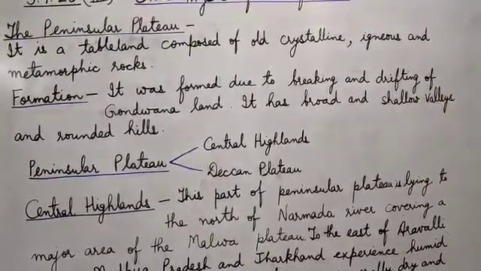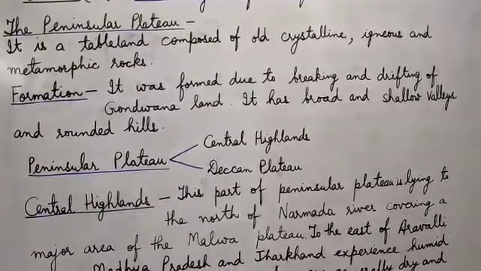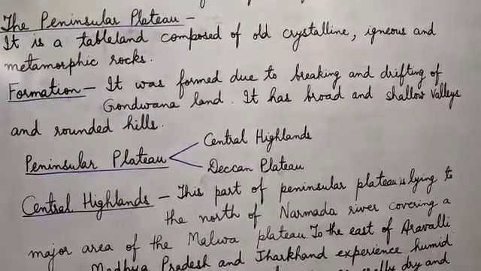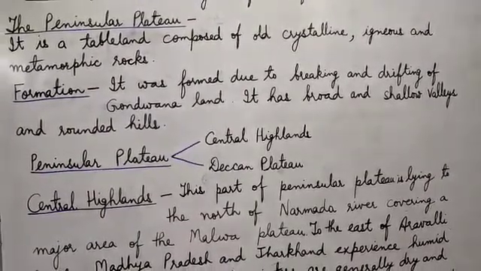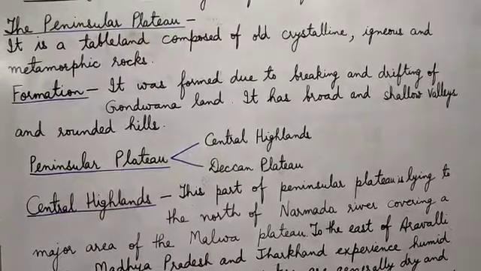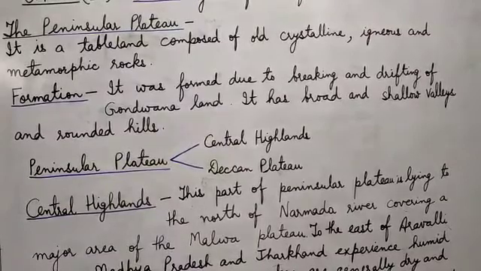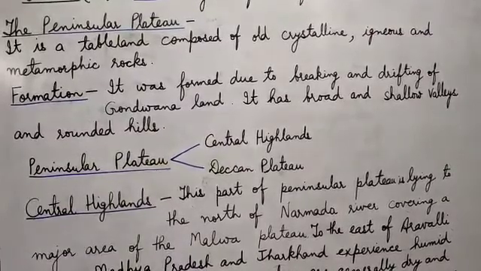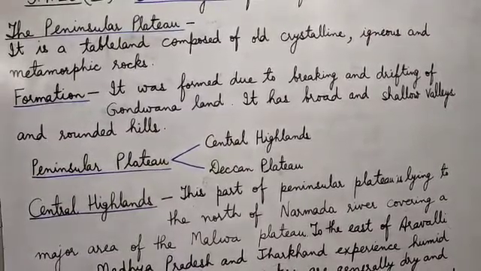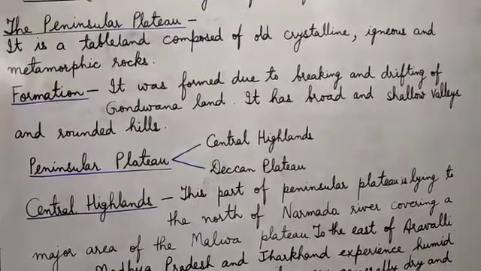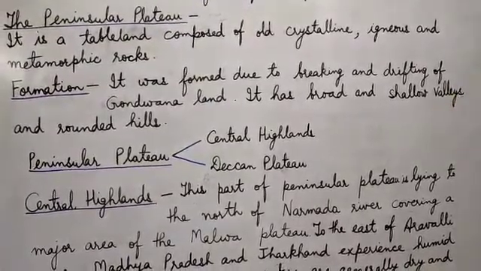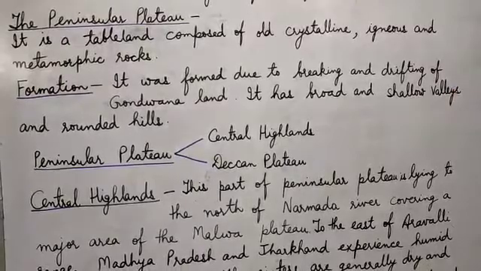Okay, so we already know how the Himalayas were formed. Gondwana land was broken and it drifted towards the Eurasian plate. So this particular part was formed due to the breaking and drifting of Gondwana land.